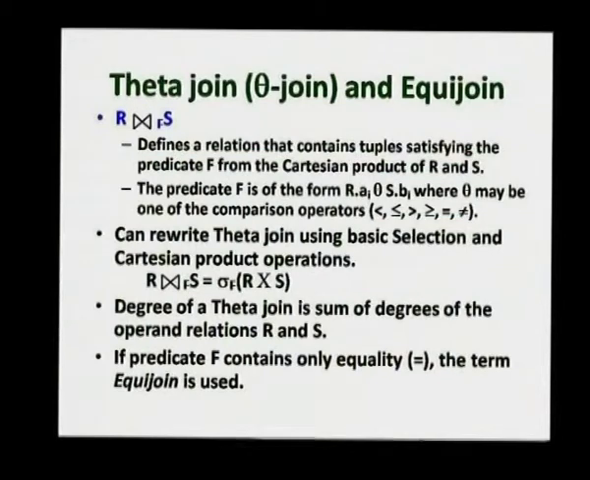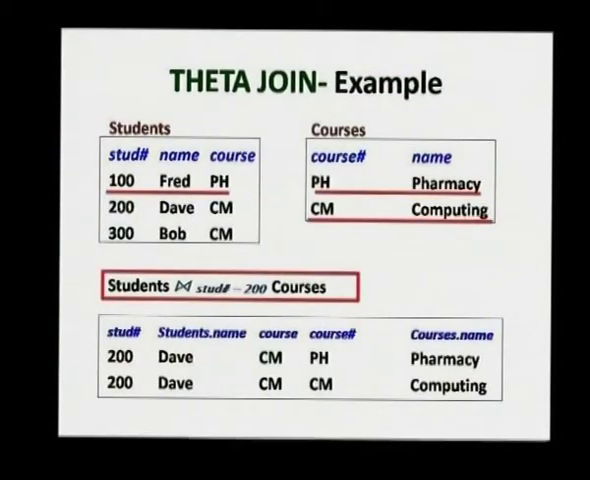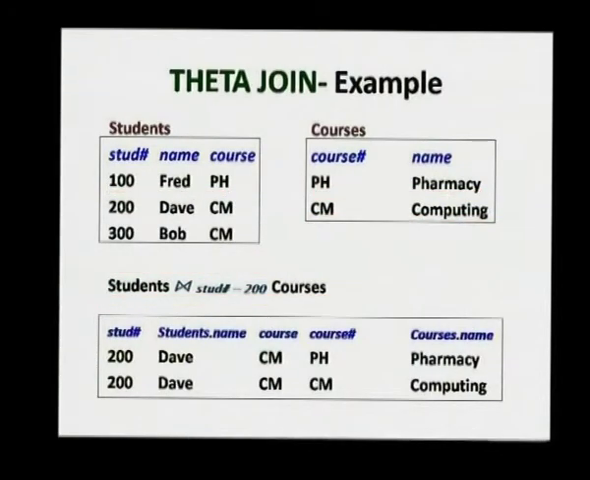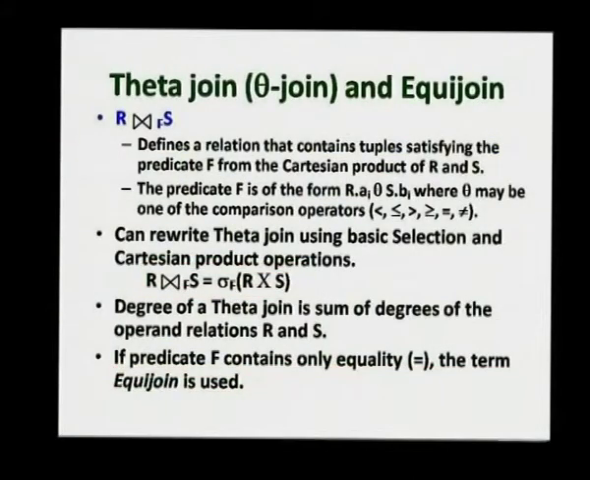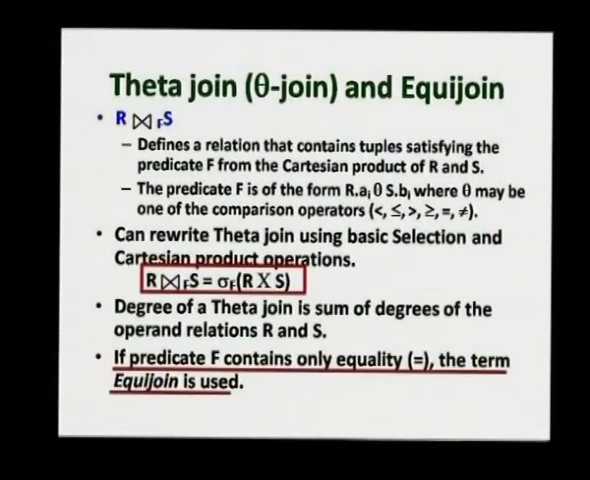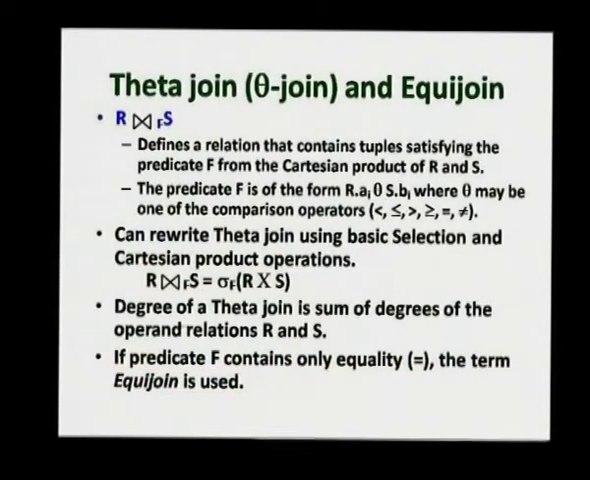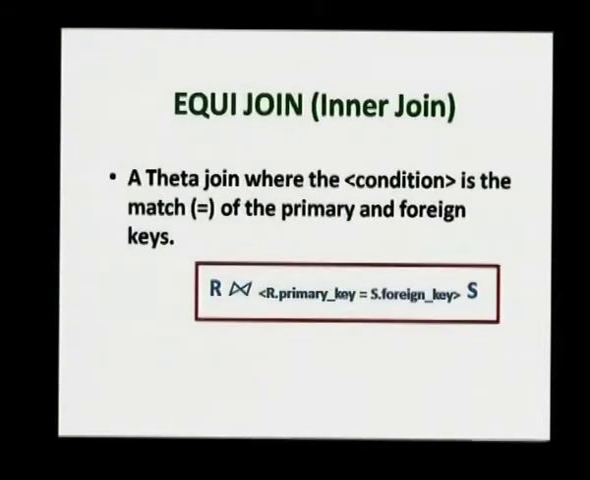Now, in the example we saw, it is an equal, it defines a relation, and it can be any Boolean operation. For example, here you could have said student number less than 200, in which case 100 also will come: 100 Fred PH, pharmacy, and 100 Fred CM, computing. So, you would have had those two also. But if the theta has an equal to sign, then you write it as equijoin. If that predicate is defined by an equal to sign, then you call it an equijoin. In fact, the example we saw previously was an equijoin. Here the primary key is equal to the foreign key of this.